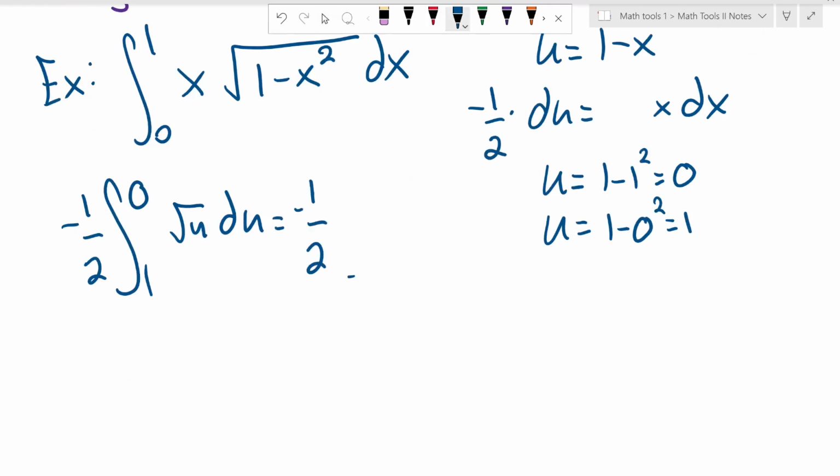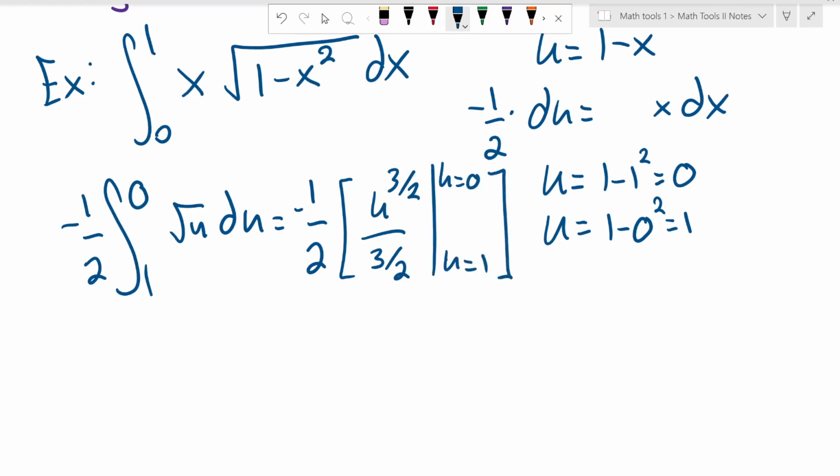Okay, so this is negative 1/2. This is going to be u to the 3/2 over 3/2. And then we're plugging in u equals 1 and u equals 0. Okay.